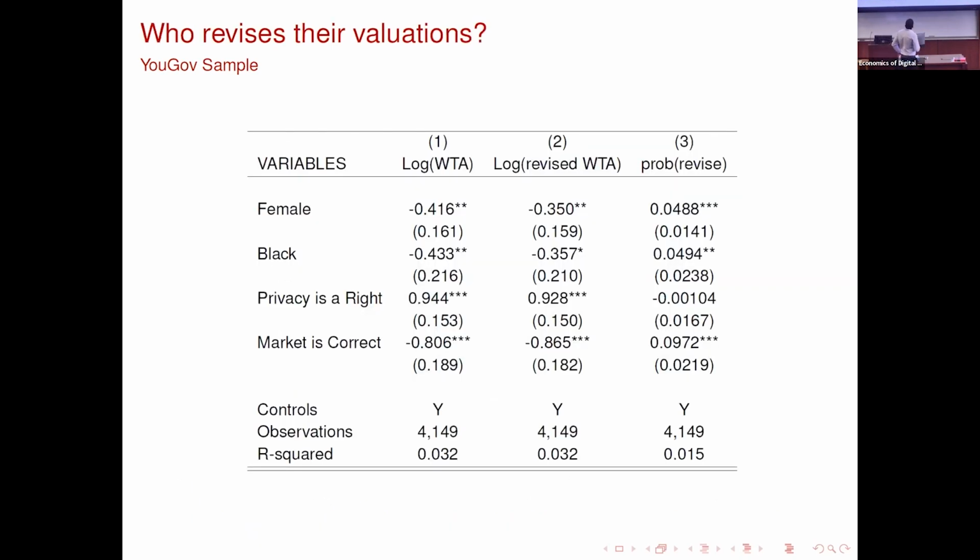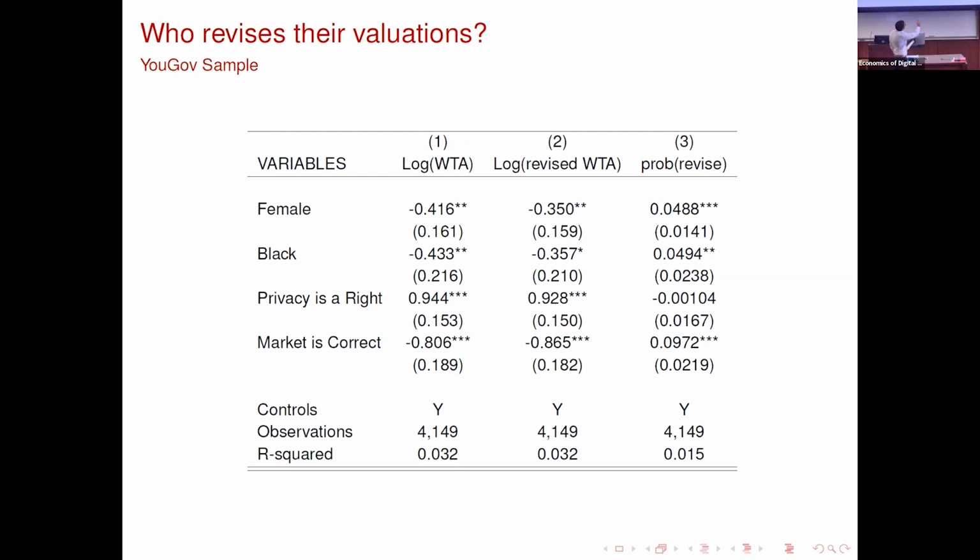So looking more closely at who is updating and what happens to their valuations after their update. Looking at the first column here, this is basically the baseline valuations before they update. Controlling for various things, as I mentioned earlier, we see that women seem to value their data less than men, and black individuals seem to value their data less than white individuals. And we also have some subjective questions about how much they think of privacy as a fundamental human right or not. People who believe in privacy as a fundamental human right seem to value their data more than others. We also have some questions about beliefs in free markets. Those who believe in free markets seem to have lower valuations than the rest of the population. So this is the baseline valuation.